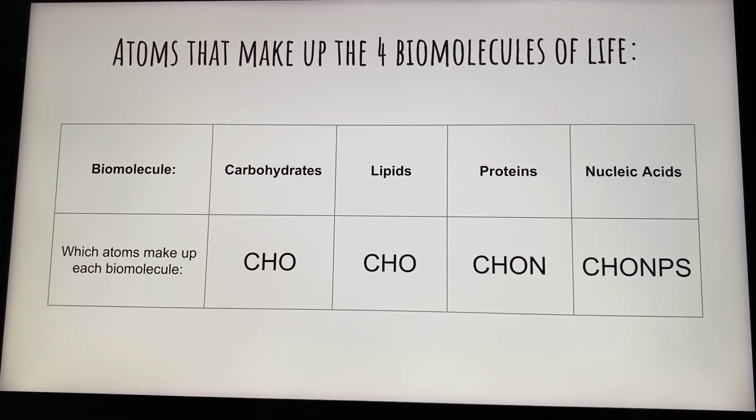Then we have nucleic acids. Don't worry. The names might get a little complicated, but I'm going to explain that to you. Don't worry. It's not hard. Nucleic acids, CHONPS, so carbon, hydrogen, oxygen, nitrogen, phosphorus, and sulfur.